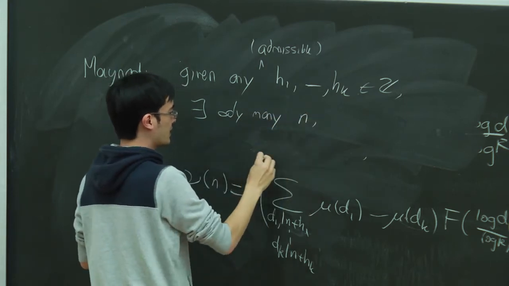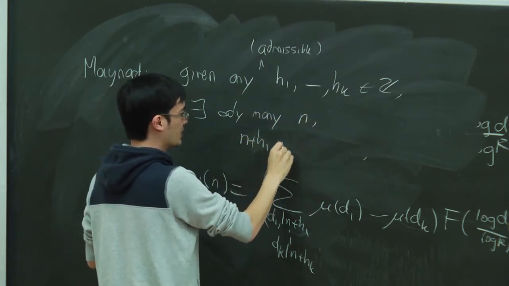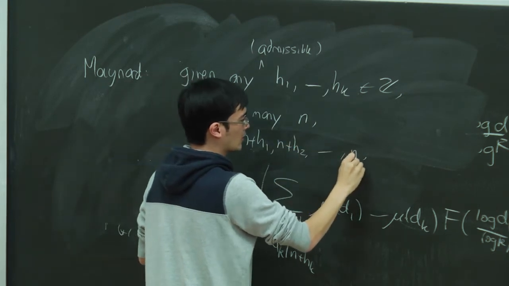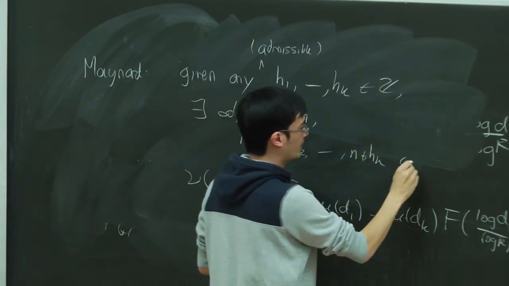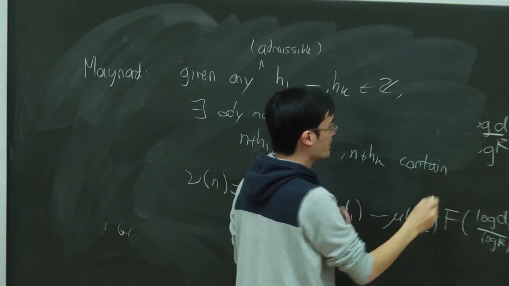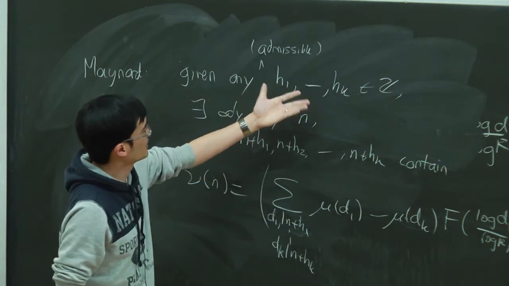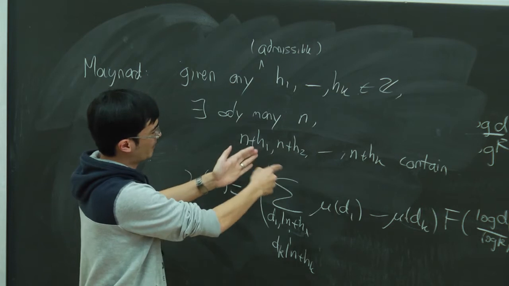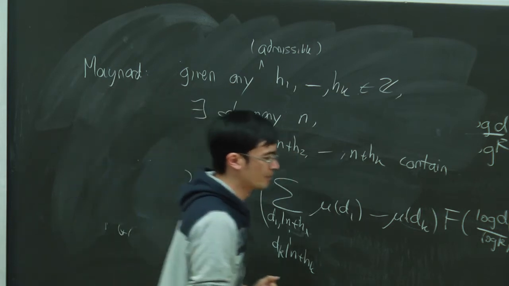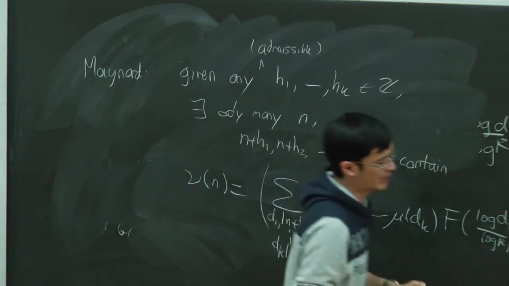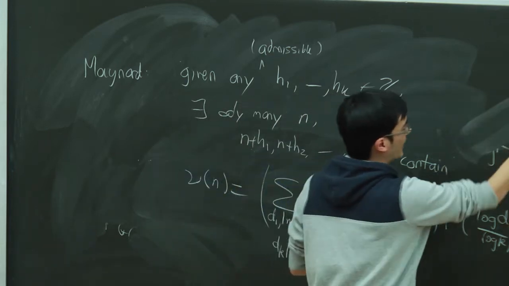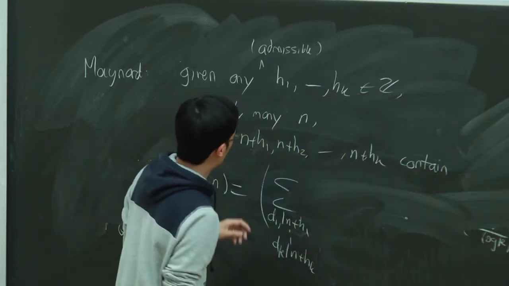natural numbers n such that n plus h1, n plus h2, and so on. What we would love to show is that every time I give you some numbers h1 to hk and I shift them, I can make all of them prime. Like n and n plus 2 both prime, or n, n plus 2 and n plus 6 all three prime. That would be great, but we can't do that.